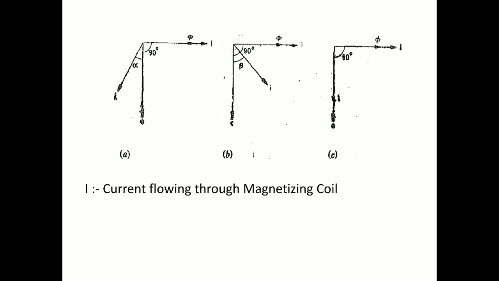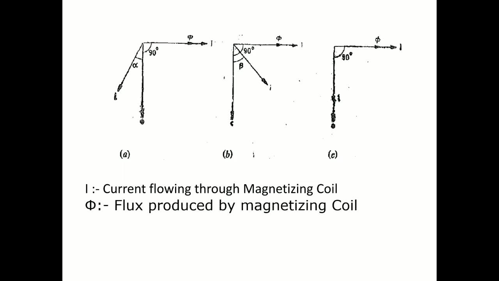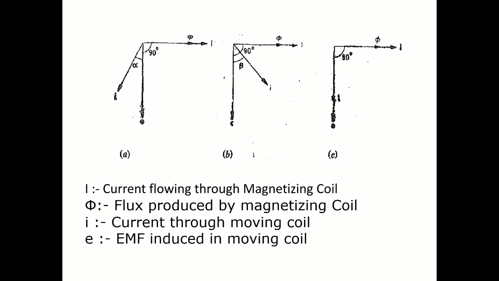Capital I indicates the current flowing through the magnetizing coil, or you can say the fixed coil. Phi indicates the flux produced by the magnetizing coil, or the fixed coil. Small i indicates the value of current flowing through the moving coil, and small e indicates the EMF induced across the moving coil, or you can say the EMF induced in the moving coil.